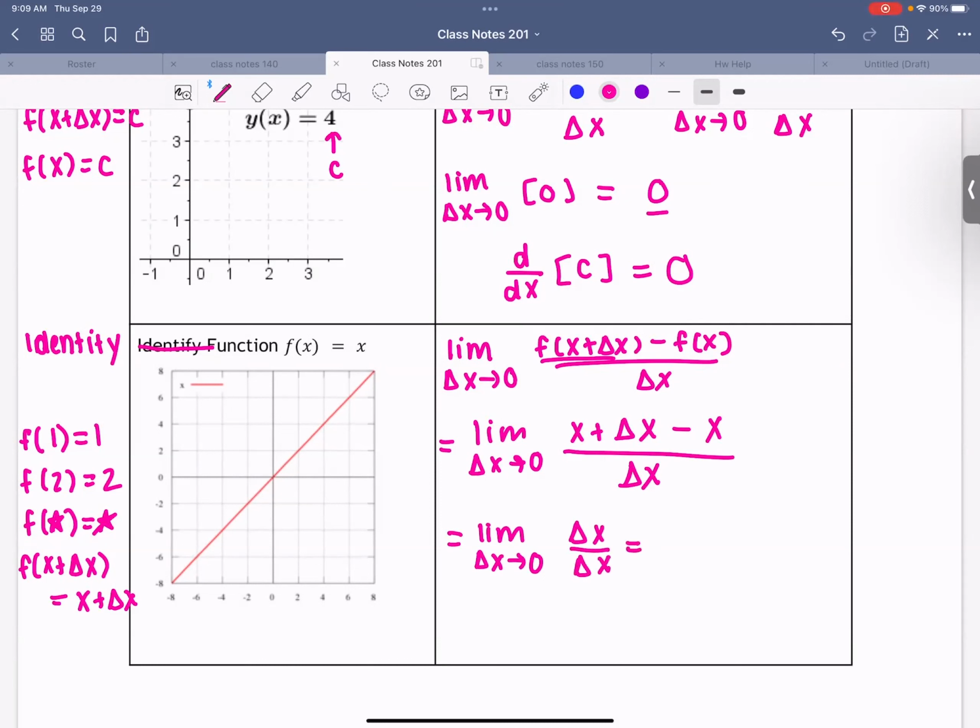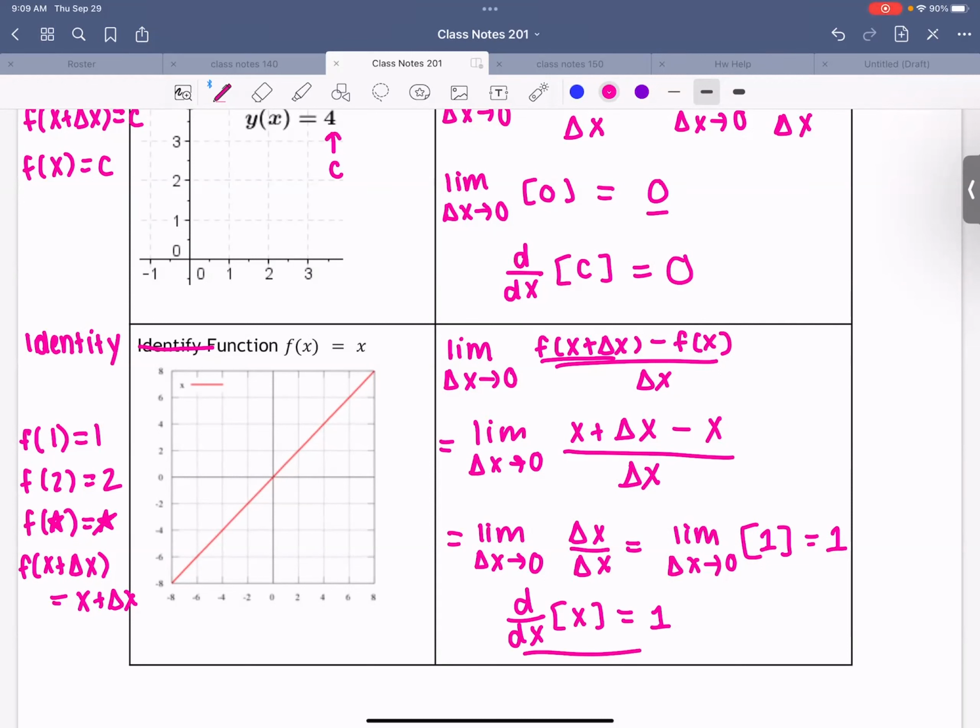Any way I can simplify this? 1, good. It's the limit as delta x goes to 0 of 1. Well, that limit is just 1. So with a little bit more work, we've realized that the derivative of just x by itself is equal to 1.